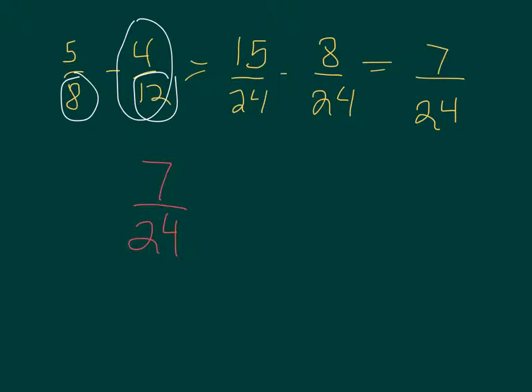7 is a prime number. It will not go into 24. No numbers go into 7 except 1 and 7. So I can't simplify this anymore, which has been kind of another mistake that we make, not simplifying our answers after we get them. So I am done. This is my answer to this problem, 7/24.